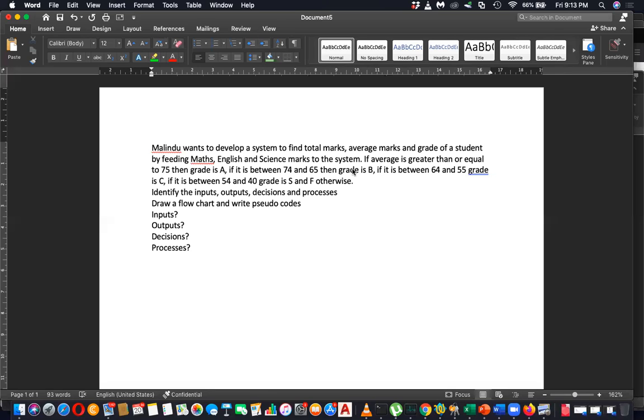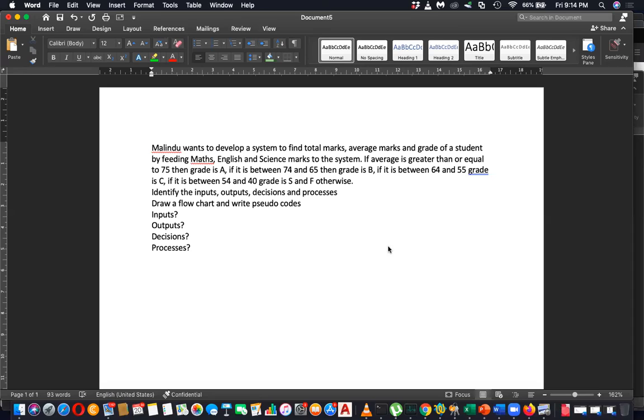If their average is greater than or equal to 75, then grade is A. If it is between 75 and 65, then grade is B. If it is between 64 and 55, grade is C. If it is between 54 and 40, grade is S and F otherwise. Yeah, so those are given directly in the scenario, in the case study. Right, okay.